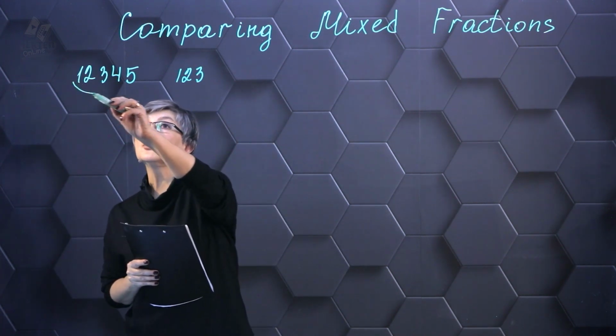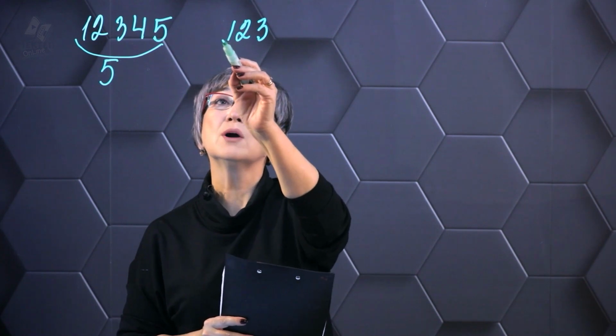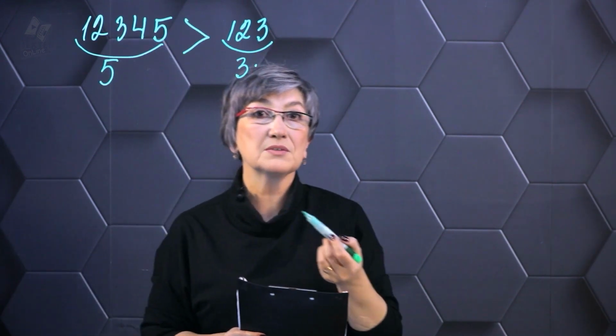The point is that the number 12,345 is written with 5 digits. That is 1, 2, 3, 4, 5. And the number 123 is written with 3 digits. How can this number be compared? It is clear that the number that is written using 5 digits is greater than the number that is written using 3 digits.